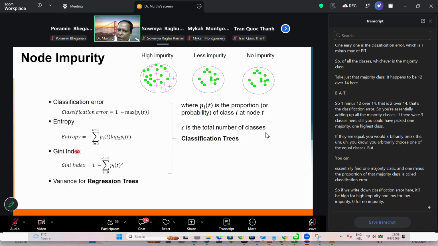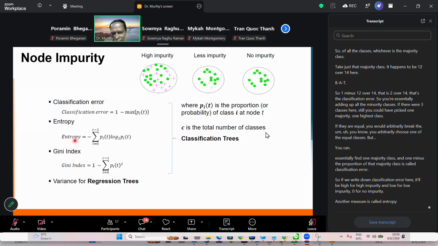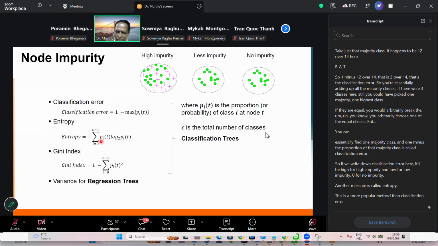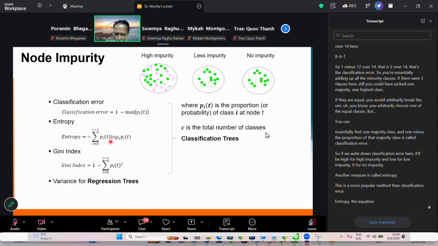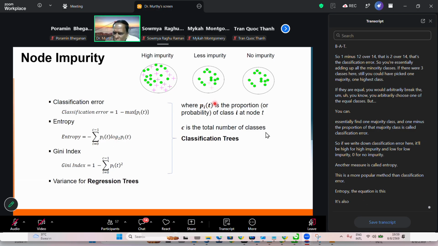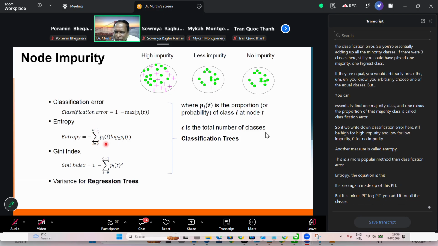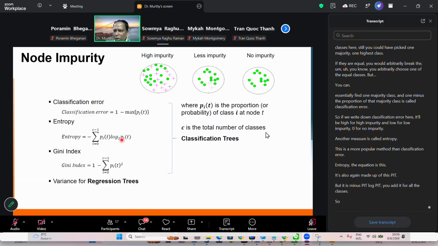Another measure is called entropy. This is a more popular method than classification error. Entropy, the equation is this. It's also again made up of this PIT, but it is minus PIT log PIT. You add it for all the classes. So PIT log PIT. Just look at this expression.